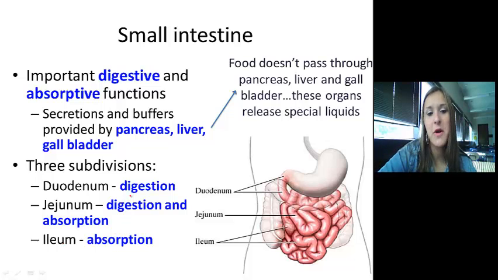In the first part, you're not going to absorb anything because it's still too large, so you're going to focus on digesting it still. The next part, you're still going to be digesting your food into smaller molecules, but you're also going to start absorbing nutrients. And in the last part, you're all done digesting. Now you've got to make sure that you have all of your nutrients absorbed into your blood.